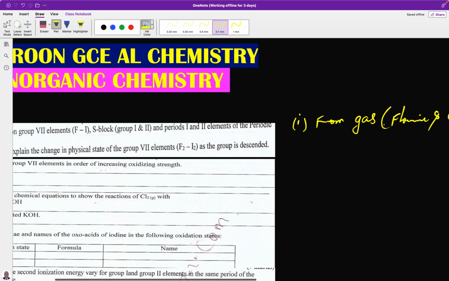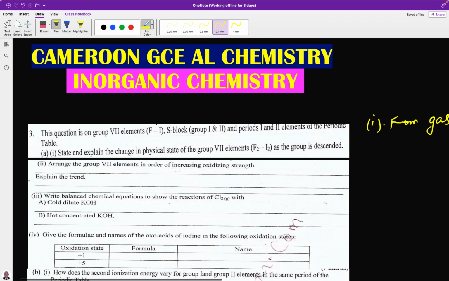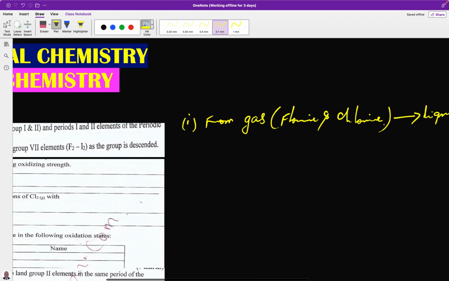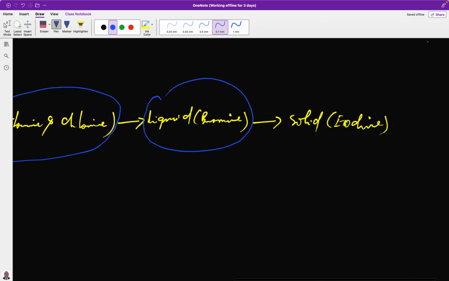So the question says state and explain. Explain means you have to give the reason for this change in the physical state. So we say the change is from gas to liquid, and then finally to solid.